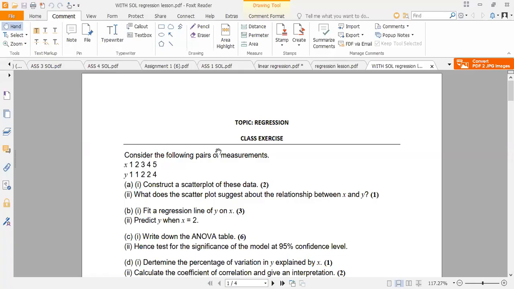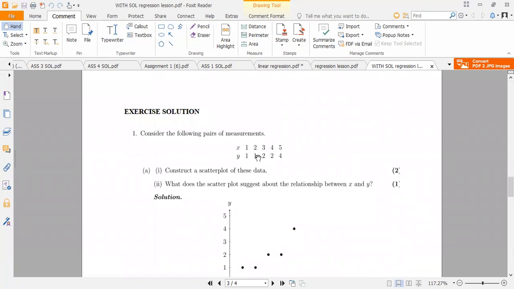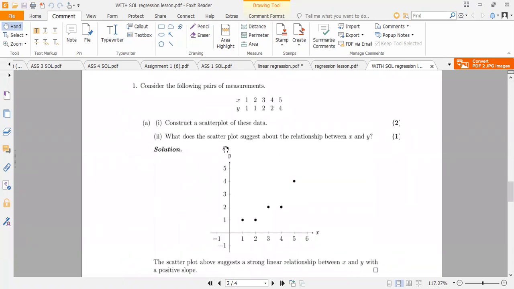So consider the following pairs of measurement. We have x and y. So we've been asked to construct what we call a scatter diagram. A scatter diagram is simply identifying where they are falling. 1, 1. So 1 against 1, this is where the dot is. 2, 1, this is where the dot is. 3, 2, 4, 2, so 4 against 2, and finally 5, 4, so 5 against 4. This is where the scatter diagram ends.